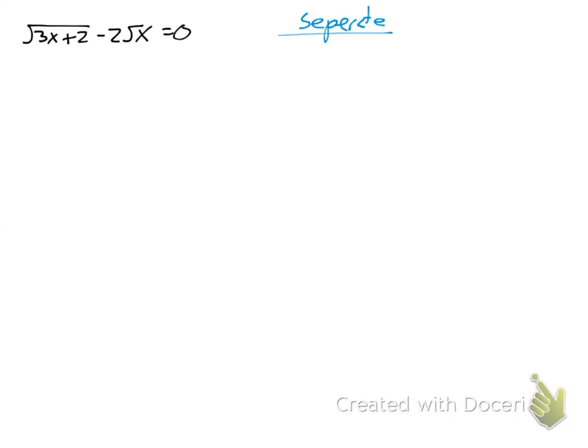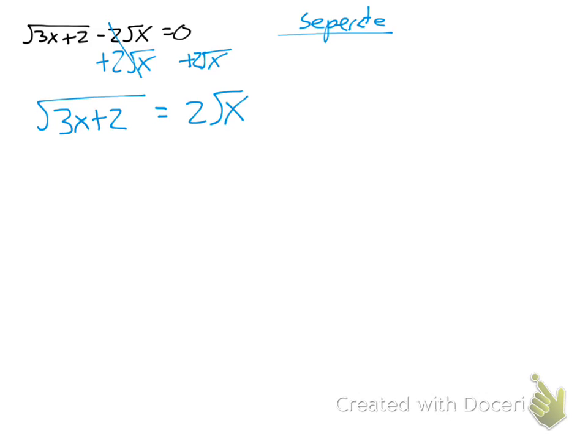So what we're going to do is add 2 square root of x to both sides. So these cancel. And so I have the square root of 3x plus 2 equals 2 square root of x.